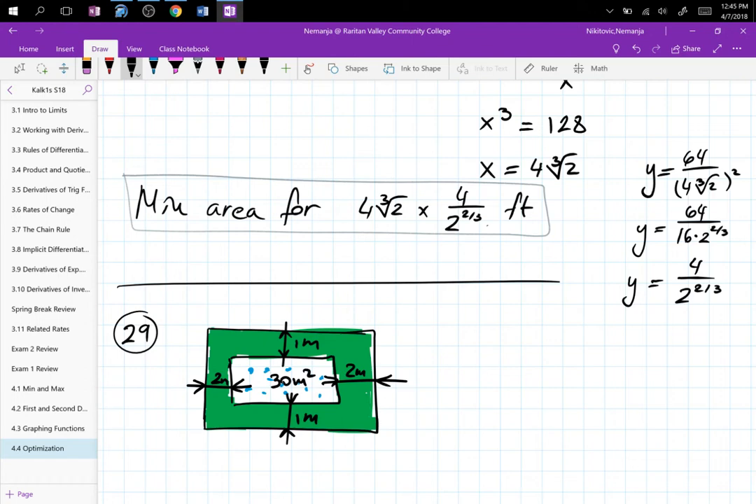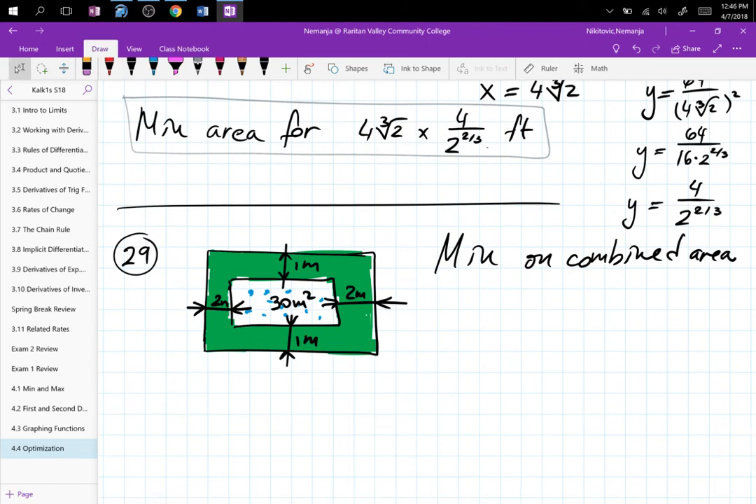All right. Looking for the minimum on combined, right? Yeah. Well, I have to put some variables so I can work with this. I'm going to call the inner one x and the inner one y, because that will immediately give me my constraint equation, xy is 30.